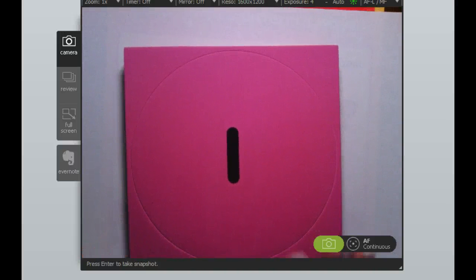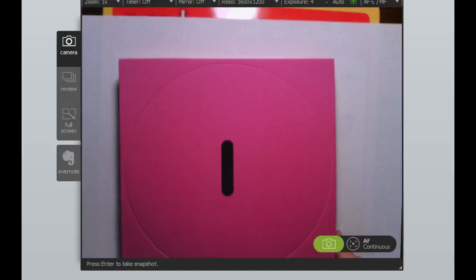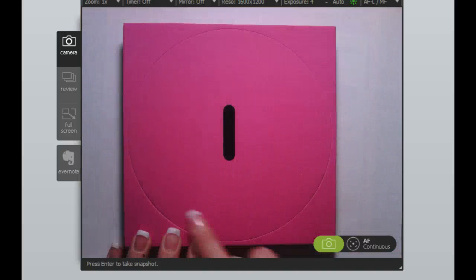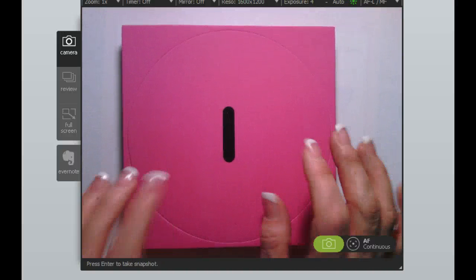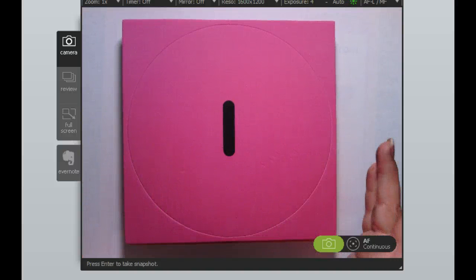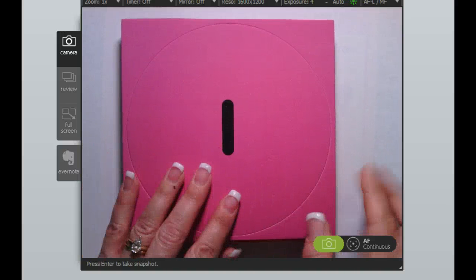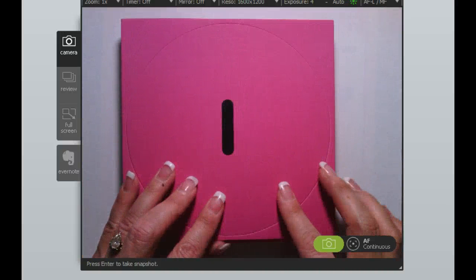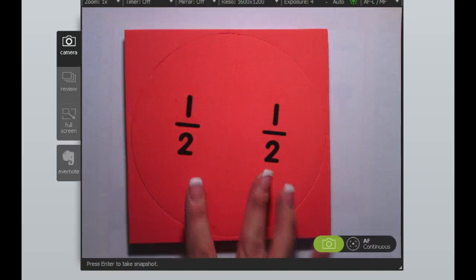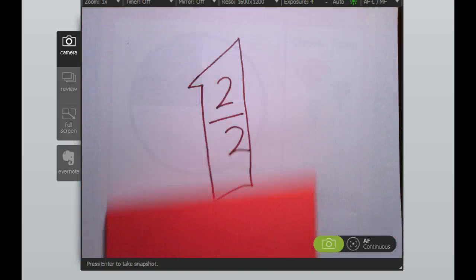Now you may not have some of these same manipulatives at your house, but what you can do is get construction paper or colored paper or even white paper, and trace a circle onto a piece of paper. You can use a plate or a cup, or you could use paper plates or coffee filters, you could use anything to make circles.